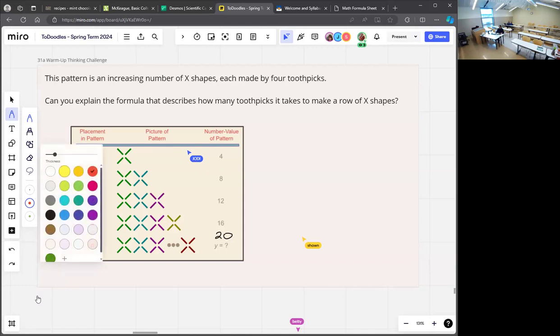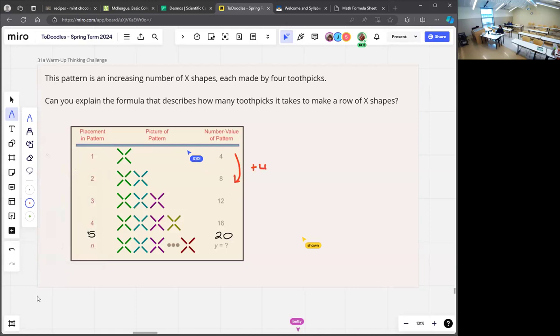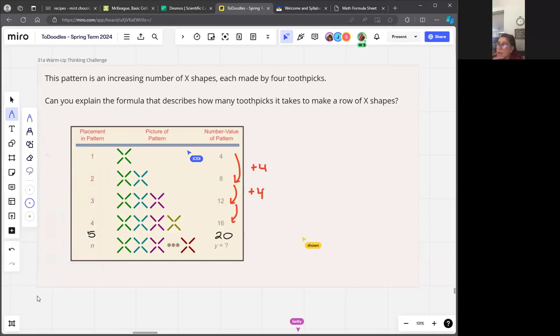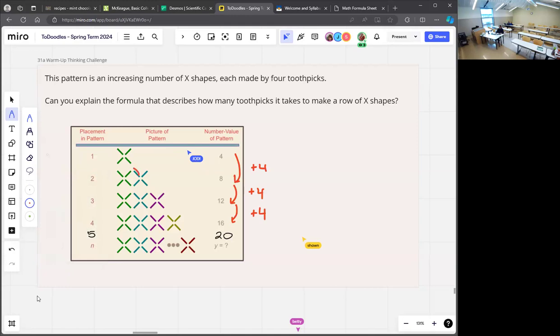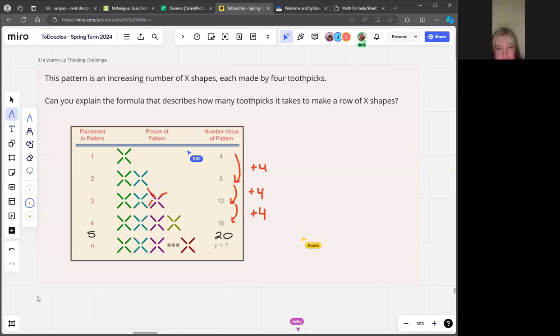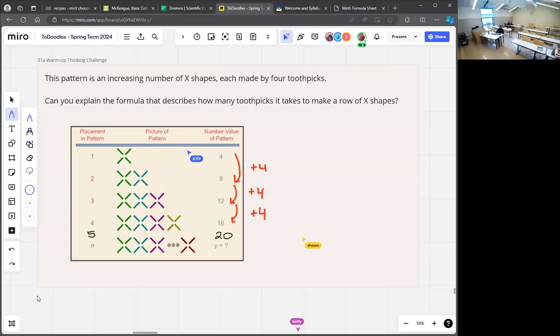Yeah, so that's the first thing to notice. If I'm going down, it's a +4 each time. Everyone agree with that? Yeah. Why is it +4 each time? Because each time I'm adding 4 more toothpicks. So now the next step is how do I go across from 1 to 4? Or from 2 to 8? Or from 3 to 12?